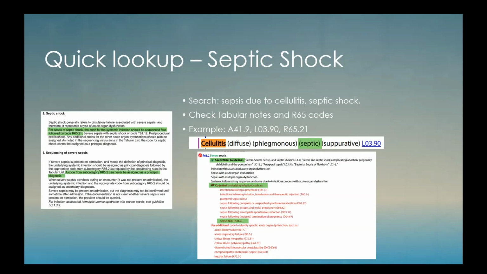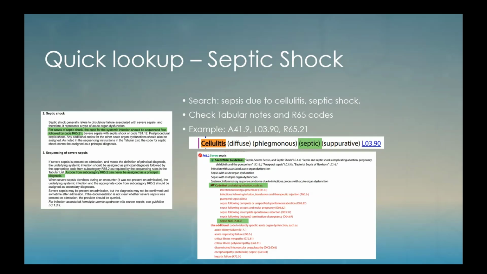Number 3, determine whether severe sepsis or septic shock is present. Septic shock is not just sepsis with low blood pressure. It is considered a form of acute organ dysfunction. Because of that, septic shock automatically meets the definition of severe sepsis. When septic shock is documented, we must assign R65.21. This code can never be the principal diagnosis. It must follow the systemic infection.